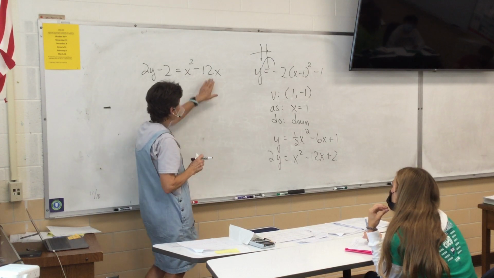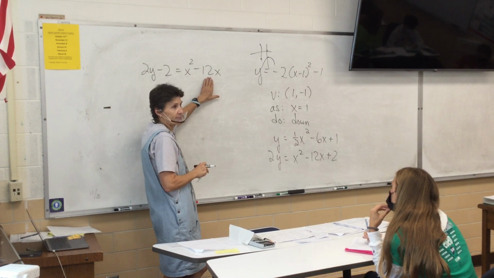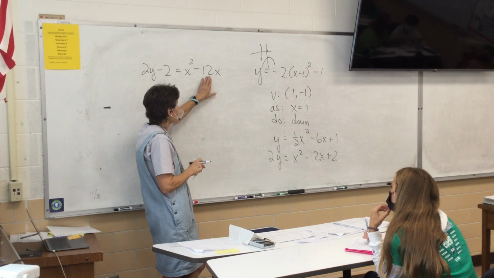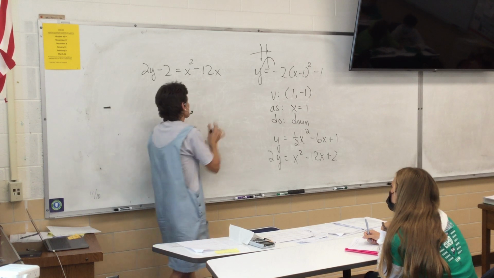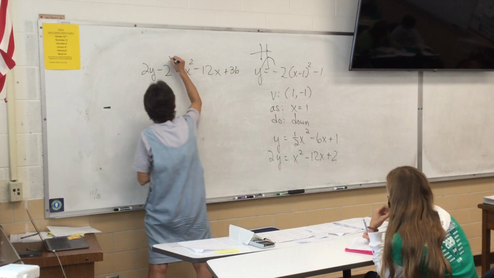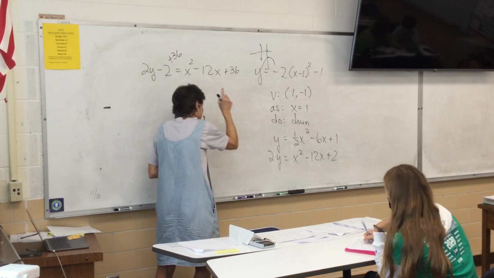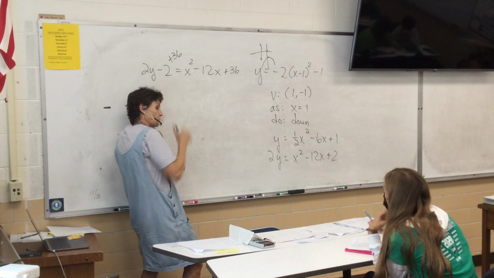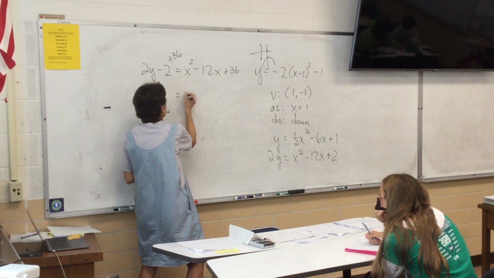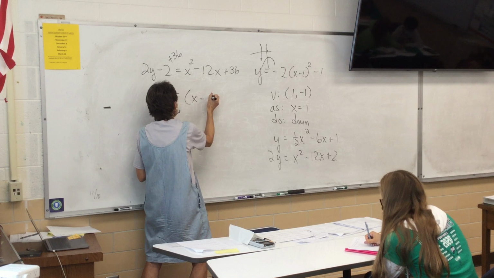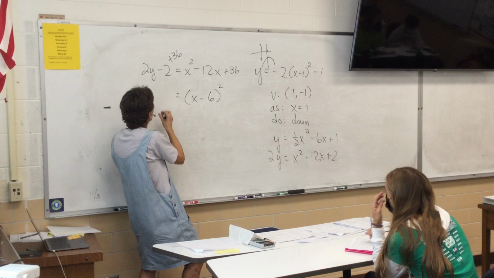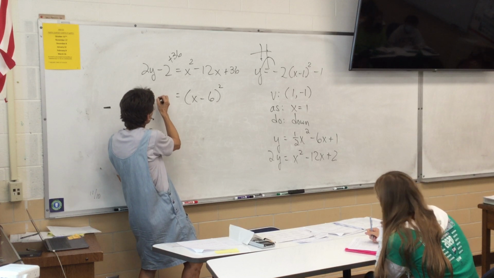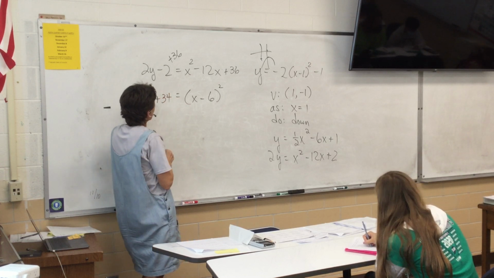Now let's complete the square. There's no parentheses this time, so I don't need to worry about that. I just need half of 12 squared. What's half of 12 squared? 36. So I add 36 to both sides. Whatever you put on the right must be put on the left. X minus 6 squared is 2y plus 34, is that right?